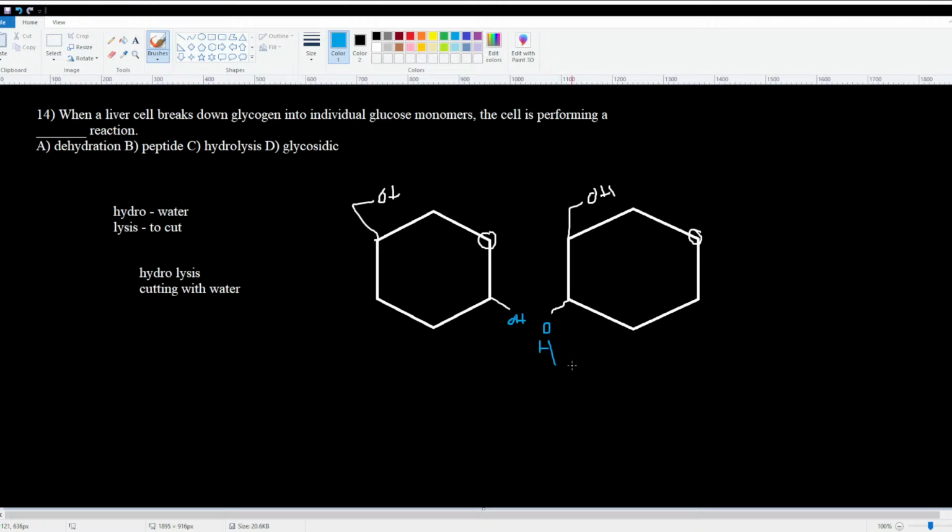Okay, but then when two sugar molecules come together, it doesn't have to be sugar either. It could be two amino acids or two nucleotides. When two of them come together, the inverse happens. They're forming a bond, and then water is leaving. Hence dehydration. So when we're splitting it, that's hydrolysis. When we're forming it, that's dehydration because we're losing water.